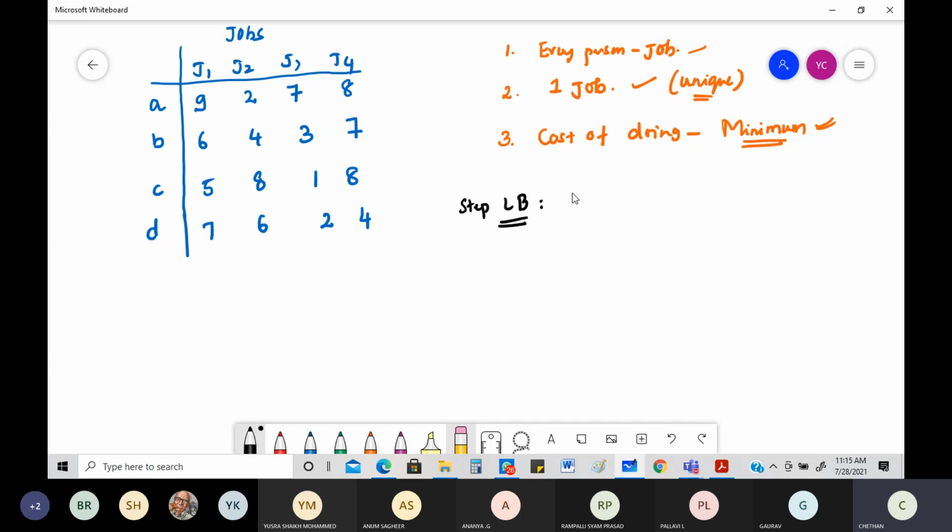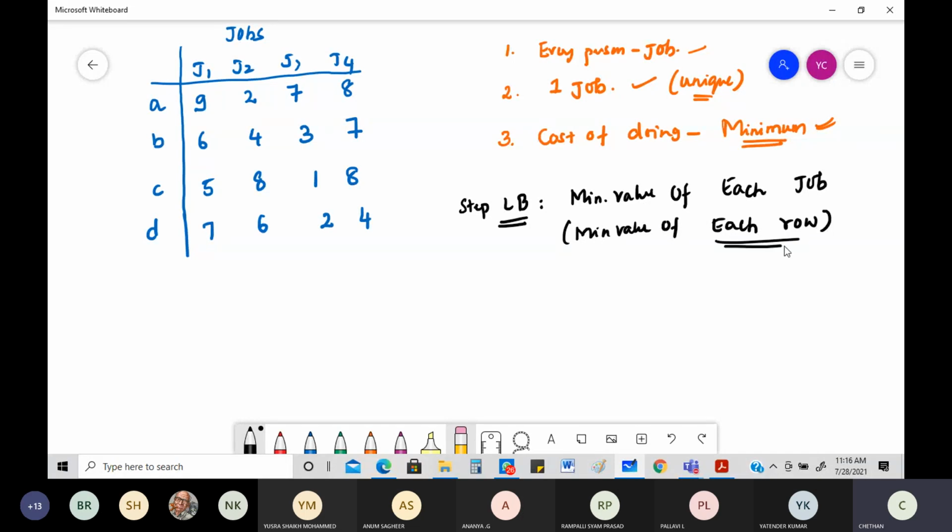The lower bound is nothing but a minimum value. Minimum value of each job. How do you figure out the minimum value of each job for a person? Very simple. You figure out the minimum value of each row. That's all. If you figure out the minimum value of each row, that will give you your LB. What is LB? LB means lower bound. I can very clearly write that LB is nothing but your lower bound. That's my first step.